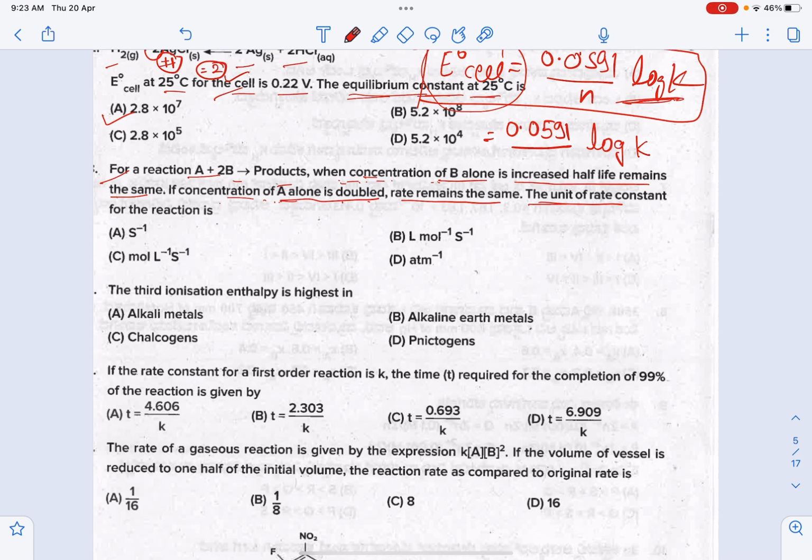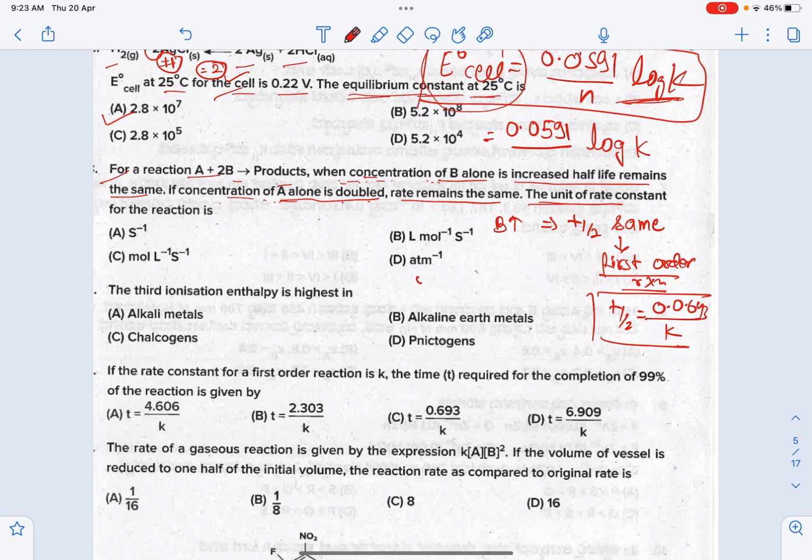Just think, when the concentration of B is increased, the t half remains the same, with no change in the half-life, and this is possible for a first order reaction, as you know. In a first order reaction, the half-life does not change with the concentration, because half-life is independent of the concentration for a first order reaction. It means that with respect to B it is a first order reaction.